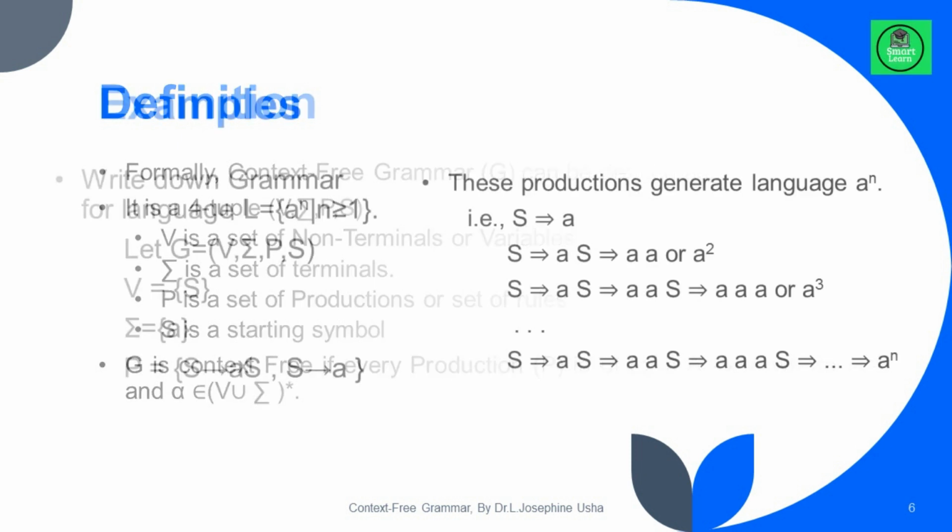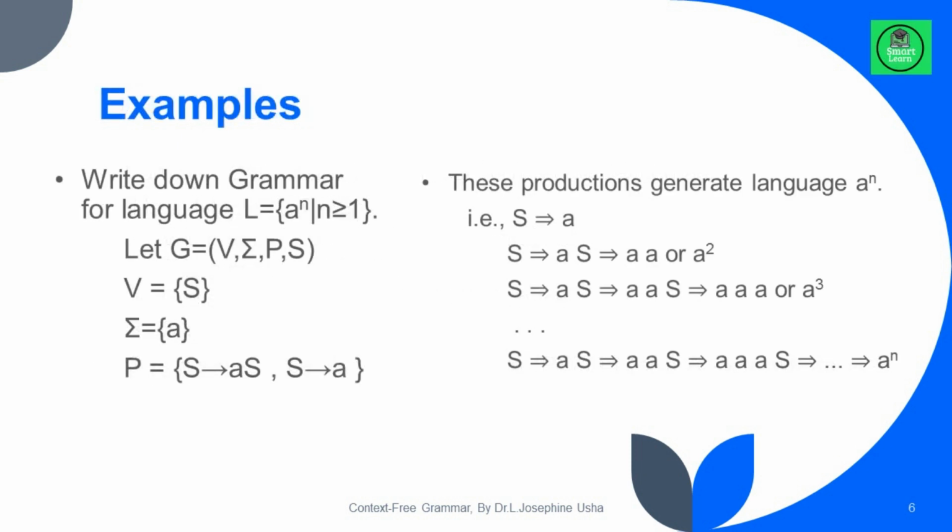Next, we'll see how we can write the grammar for a language. Consider the language L equal to a power n, where n is greater than or equal to 1. This is the language given in the question, and we are going to write a context-free grammar for it. We write a grammar G with 4 components: variables, terminals, productions, and S, the start symbol.